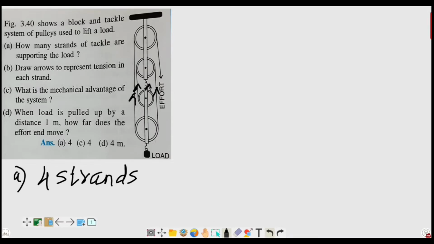After this, what is asked? Just read the second part. Draw arrows to represent the tension. Already I have drawn. Everywhere tension is T. Now, you are asked to calculate, we have drawn the arrows, what is the mechanical advantage? Now, load is supported by 4 strands.